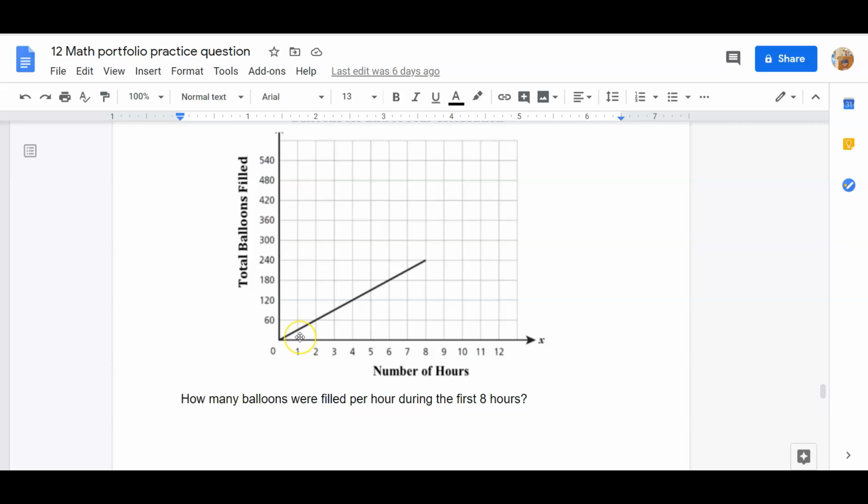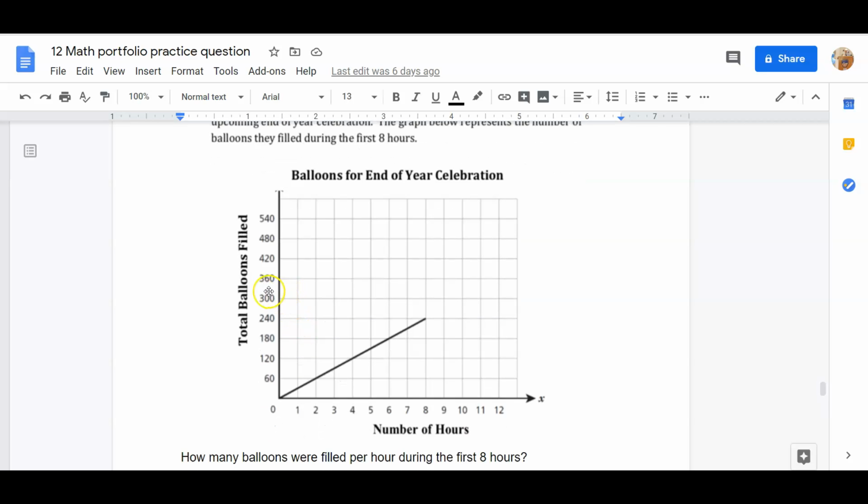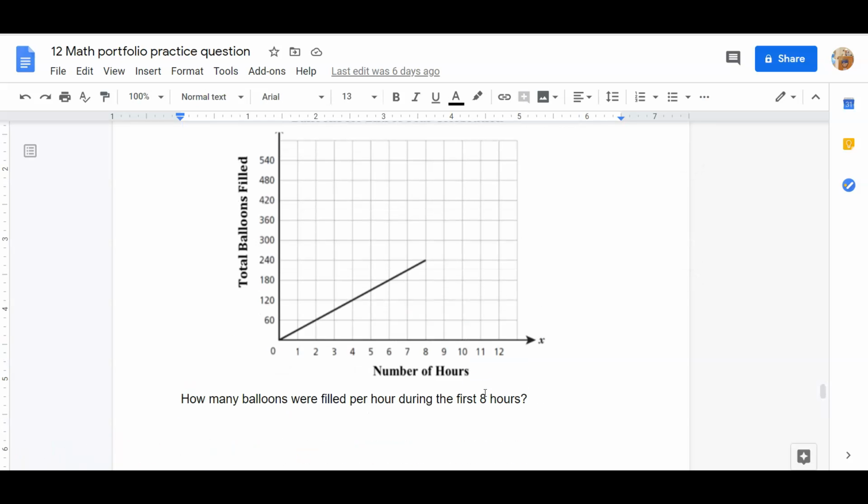So when we want to figure out how many balloons were filled during the first 8 hours, we need to figure out how many balloons per hour they filled. So we do this with division because we can figure out how many balloons were filled in 1 hour based on these two pieces of information.